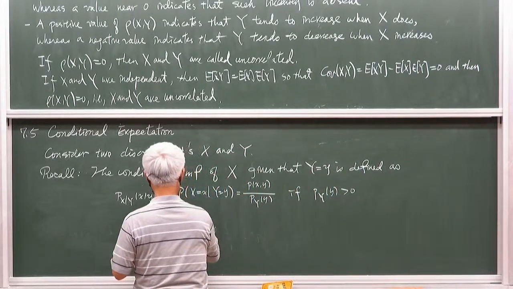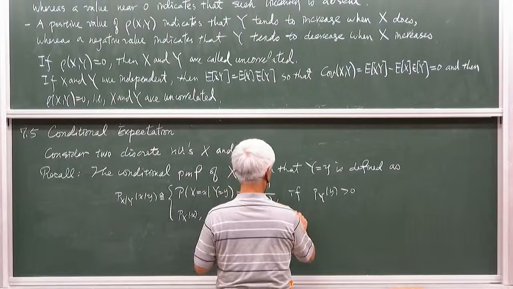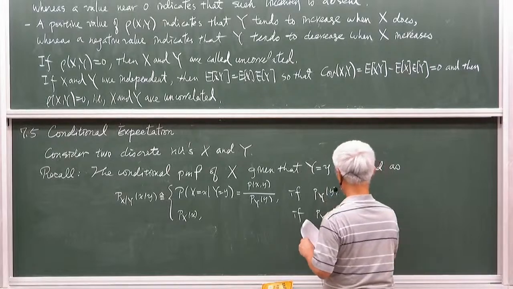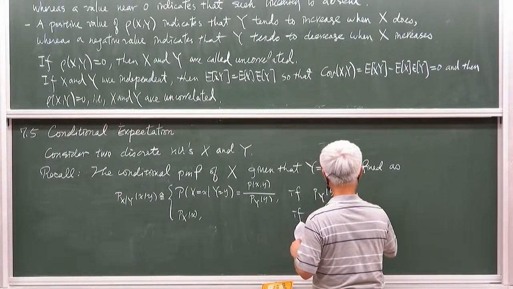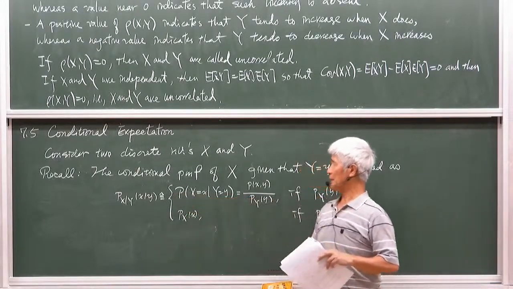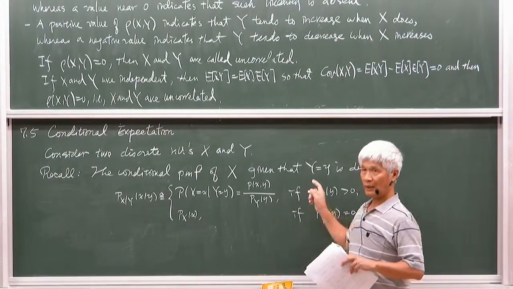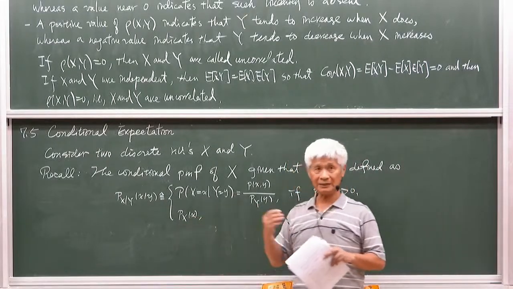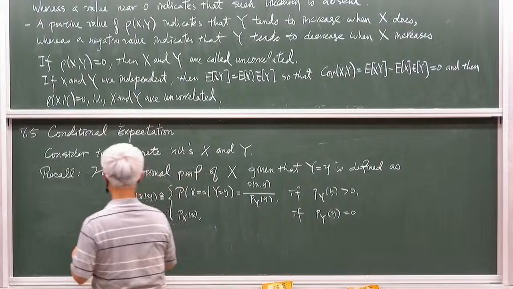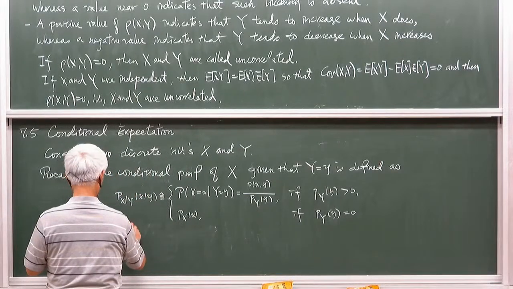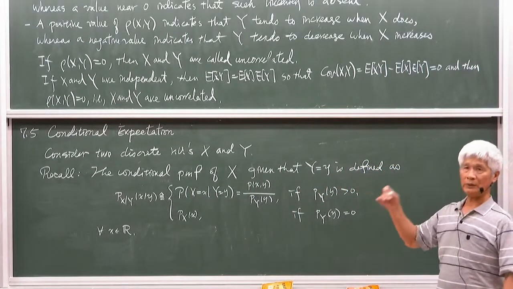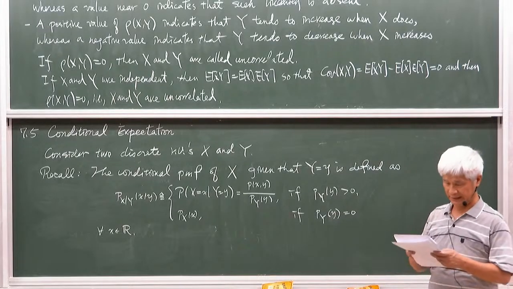And if the marginal PMF of Y is equal to 0, then the conditional PMF of X given Y equal to little y is defined to be the unconditional PMF of X, for all x in R.